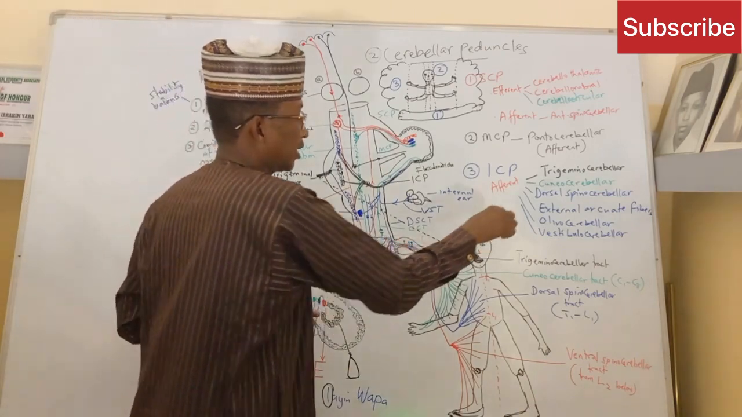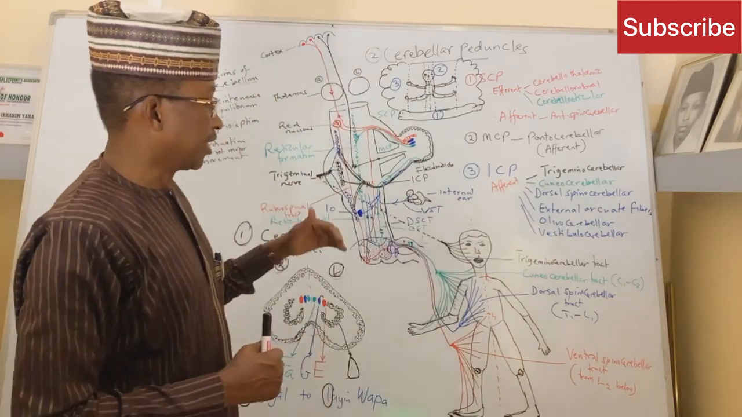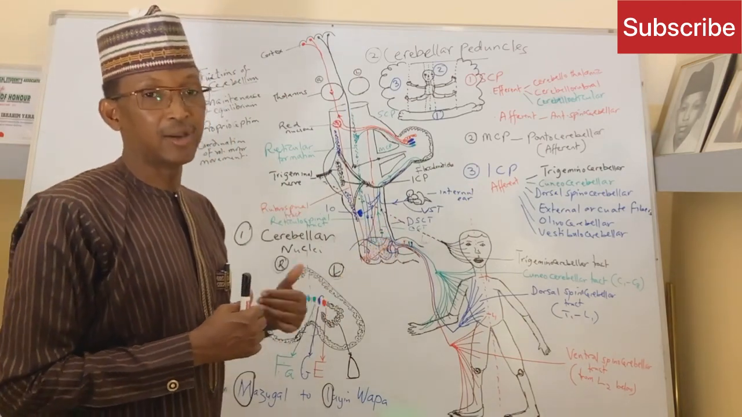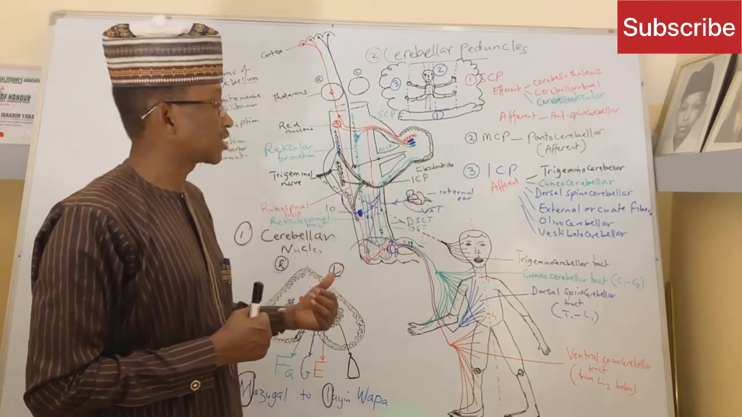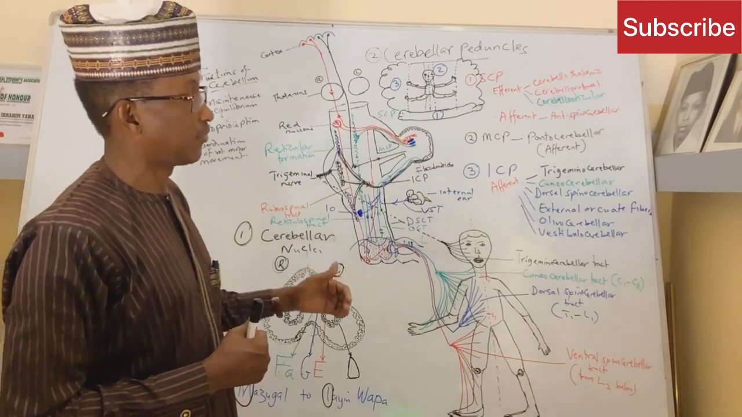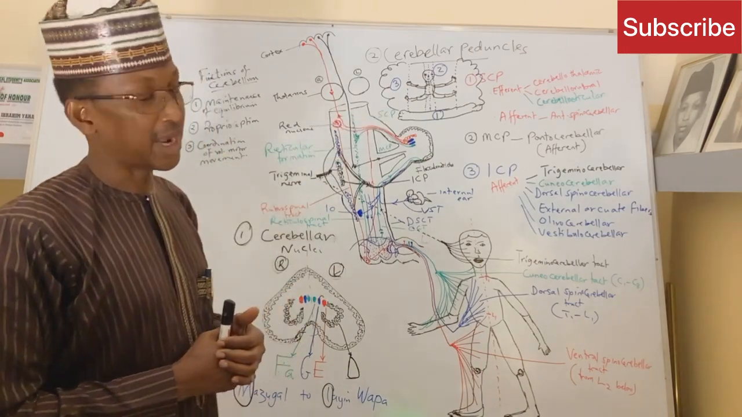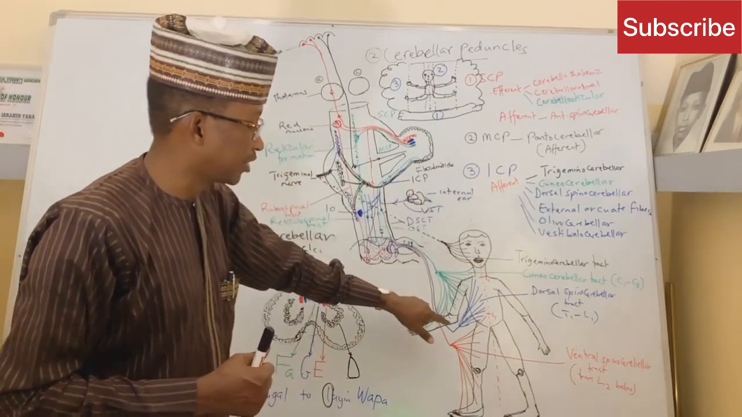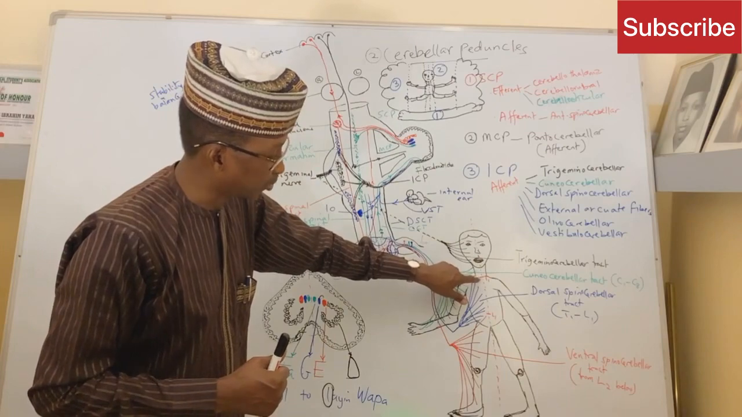The third one is the dorsal spinocerebellar tract. The spinocerebellar tract is divided into the dorsal and ventral spinocerebellar tracts. The dorsal spinocerebellar tract passes through the inferior cerebellar peduncle, while the ventral spinocerebellar tract passes through the superior cerebellar peduncle.